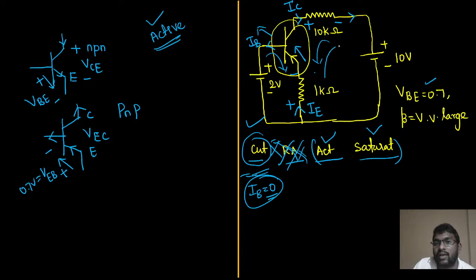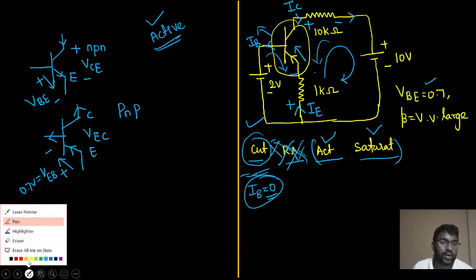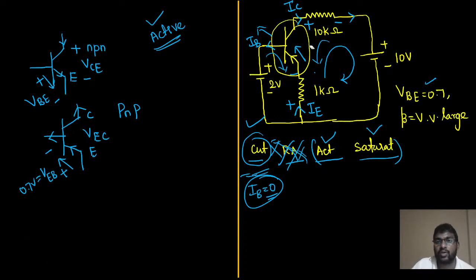As usual, apply KVL for this. Then in the input also you can apply KVL. Let me show you the two KVLs. One is base to emitter, one KVL.